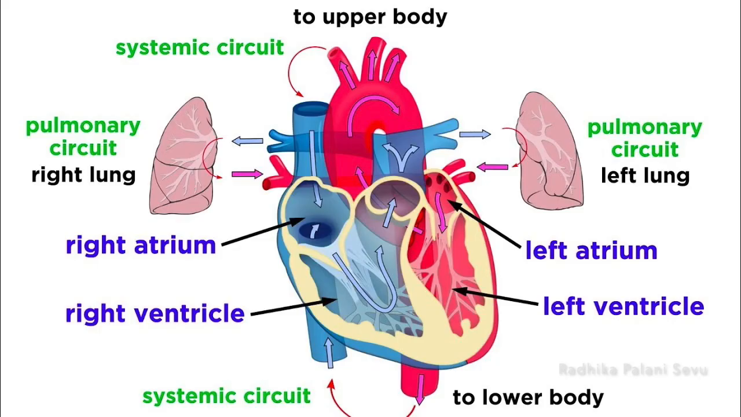The blood vessel which carries blood out of the heart is called an artery, and the one which carries blood into the heart is called a vein. So this is one important thing which you have to know. Capillaries are like small branches of blood vessels, which carry blood.